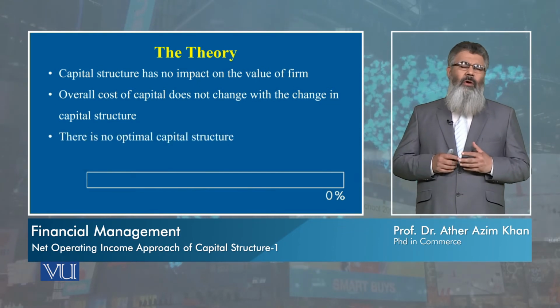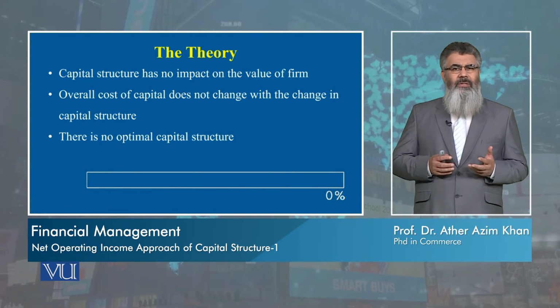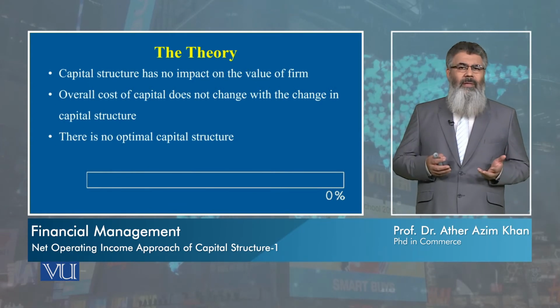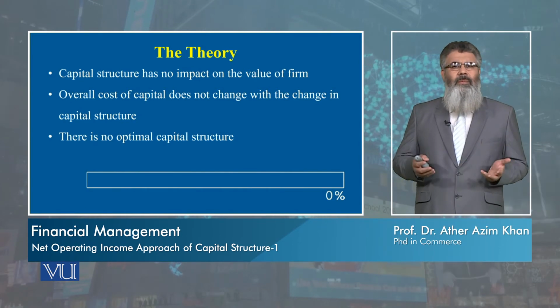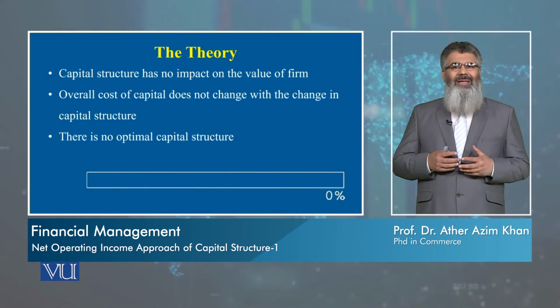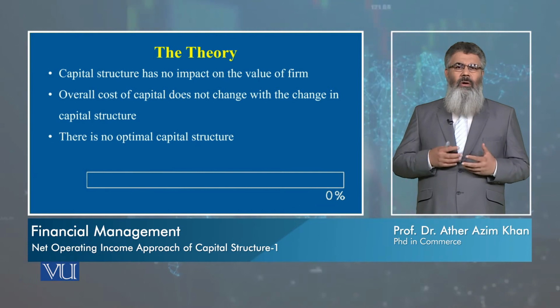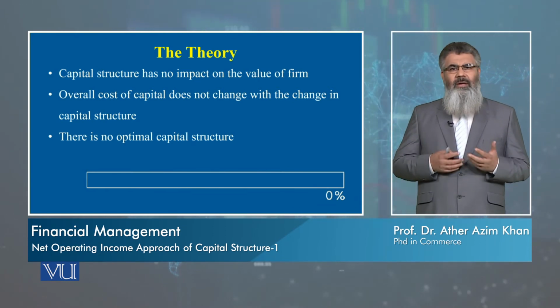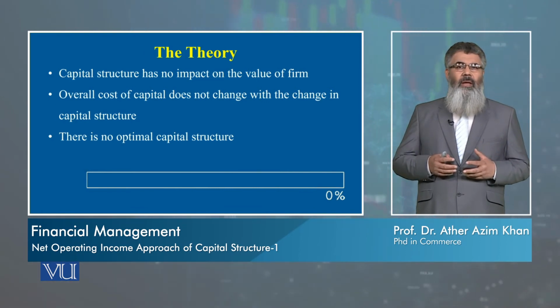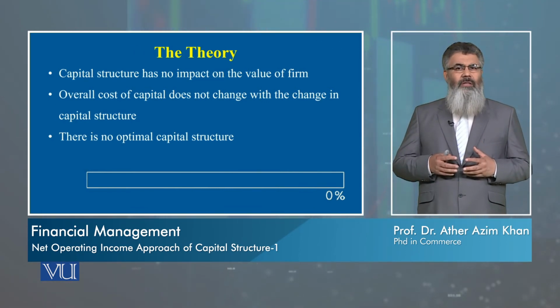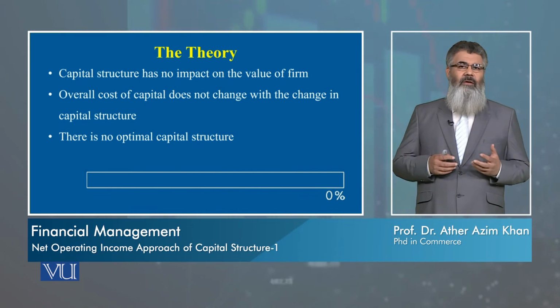So if the overall cost of capital does not change, there is no optimal capital structure, or in other words, every capital structure is an optimal capital structure. That means that instead of trying to alter the capital structures, alter the leverage, and trying to increase the value of a firm, the management should try to do something else to increase the value of the firm.